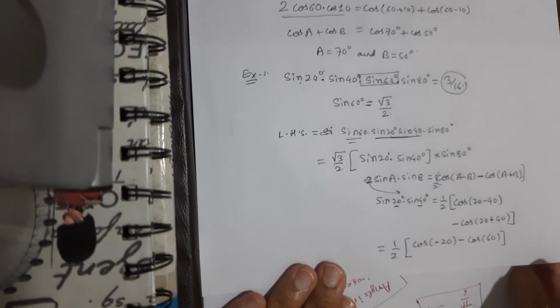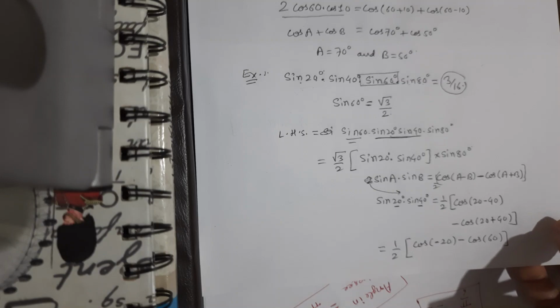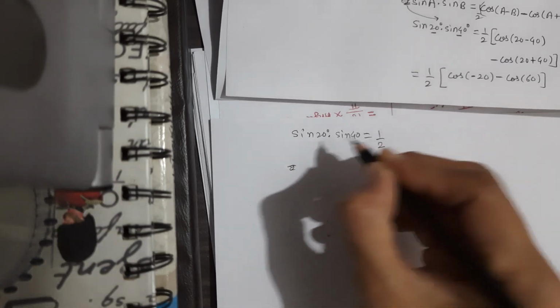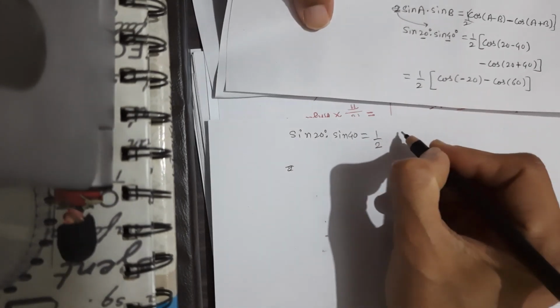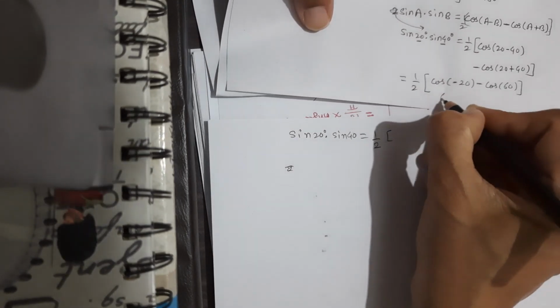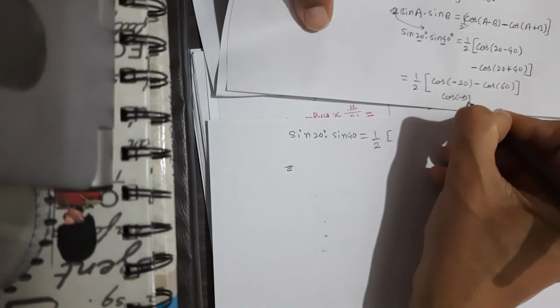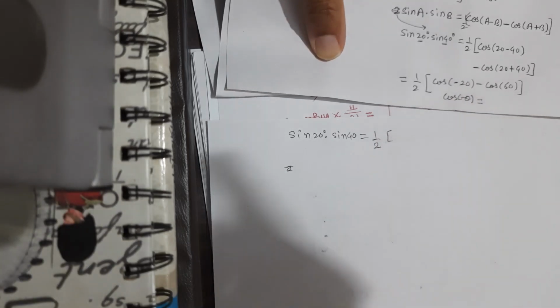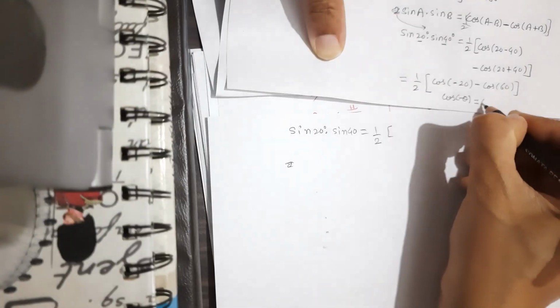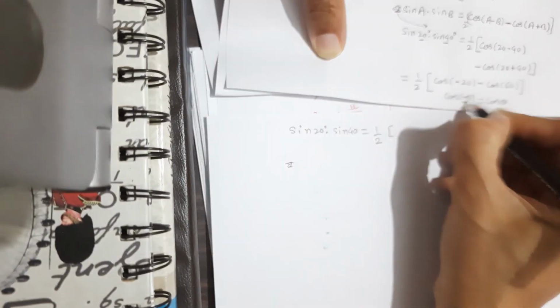I'm just continuing it. So what will I get? Sine 20 into sine 40 equal to 1 by 2 into, so cos minus theta is always equal to cos theta; the minus sign is just absorbed in it.